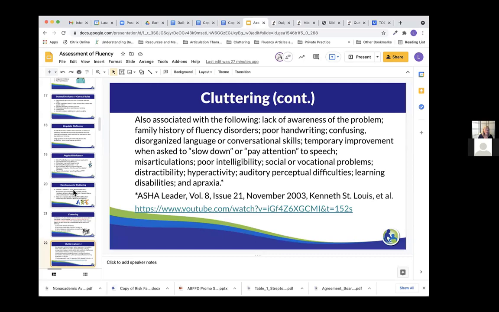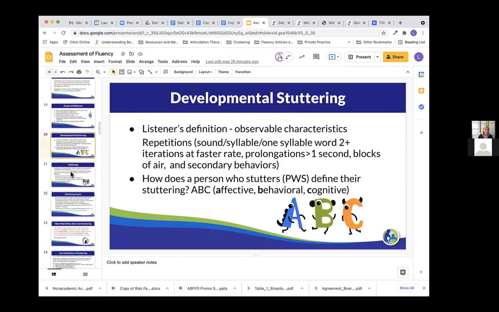Oh, look at that. So yeah, this slide definitely got out of sequence, so I'll just put that back.